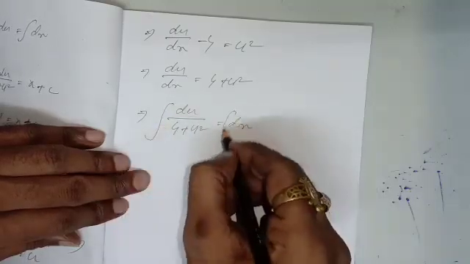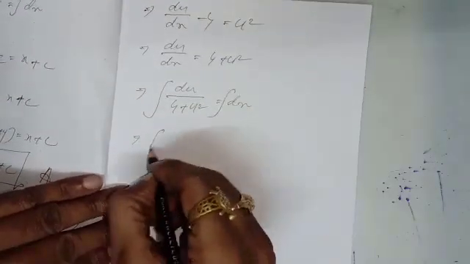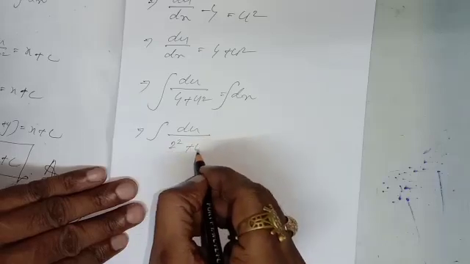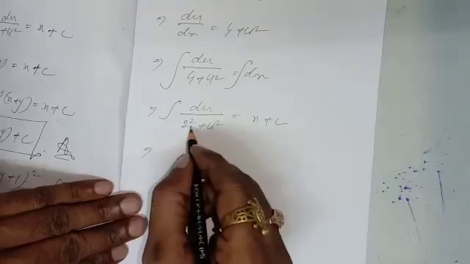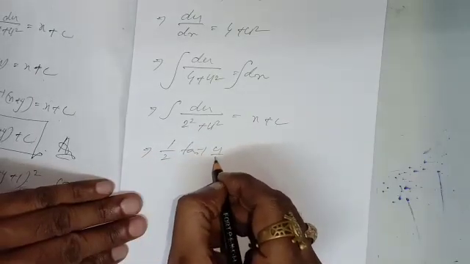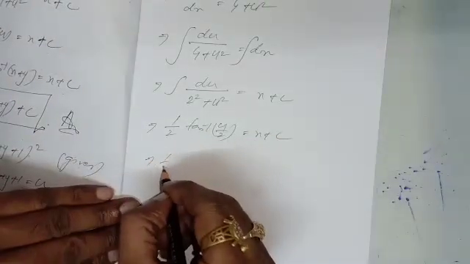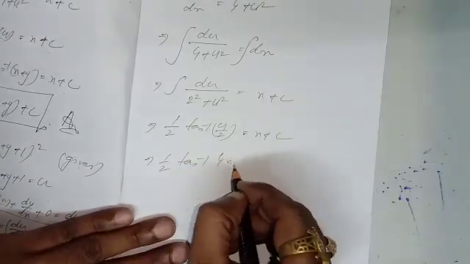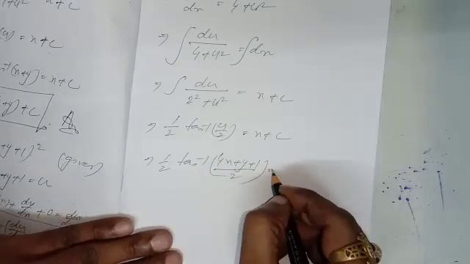After the separation of variables you have to integrate both sides. So what is the formula for this one? du by (2 whole square plus u square) is equal to x plus c. So what is the formula for this? This will be 1 by 2 tan inverse (u by 2) equal to x plus c. Now half tan inverse, what is u? u means 4x plus y plus 1, by 2, equal to x plus c.